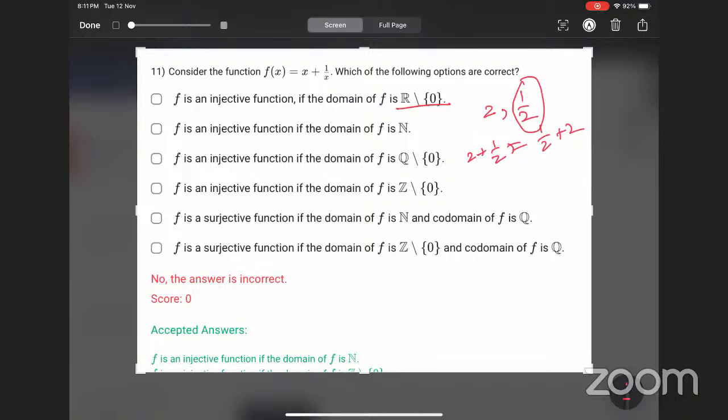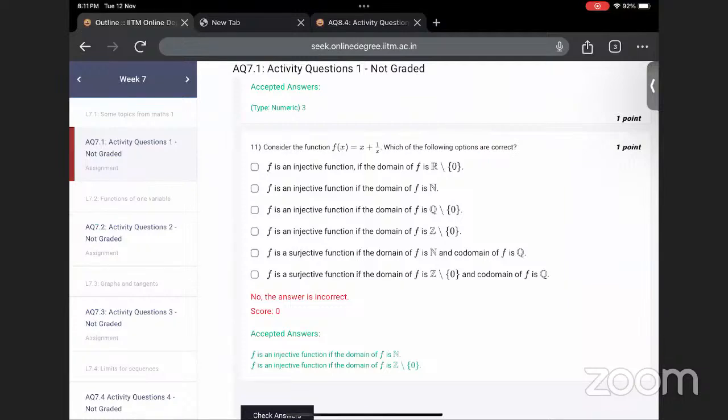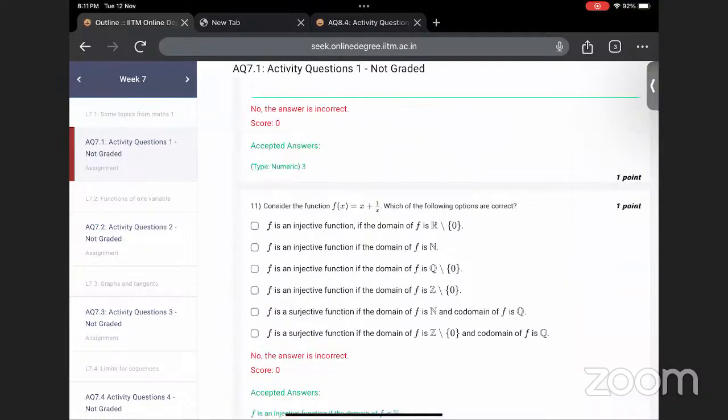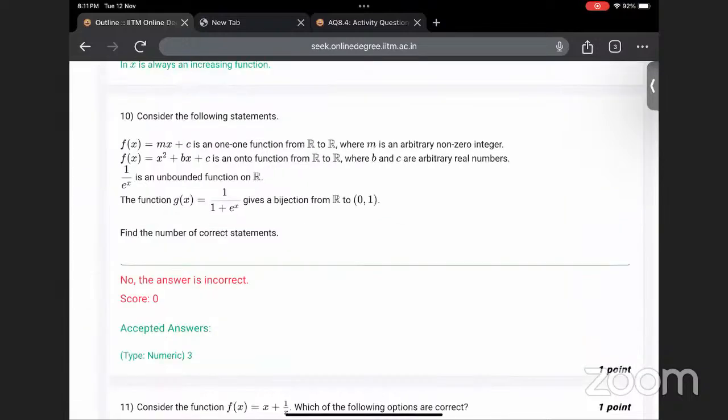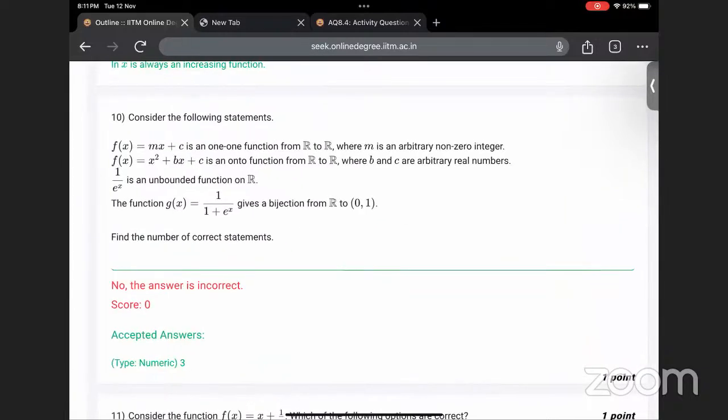Yes, ma'am, now I understood. Okay, what is the next doubt in 7.1? Is there any other? The 10th question. What is the problem in the 10th question? I'm not able to find the wrong answer. Could you explain the meaning of bounded? I'm not able to figure out what bounded means.